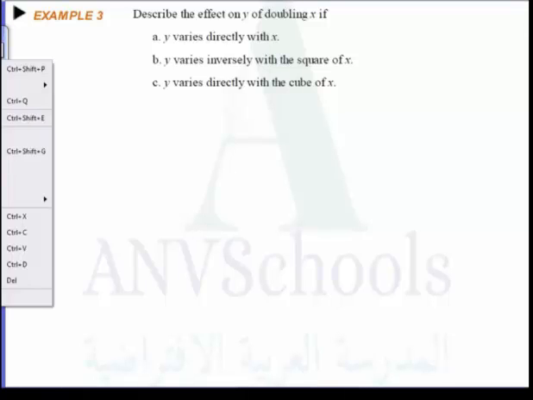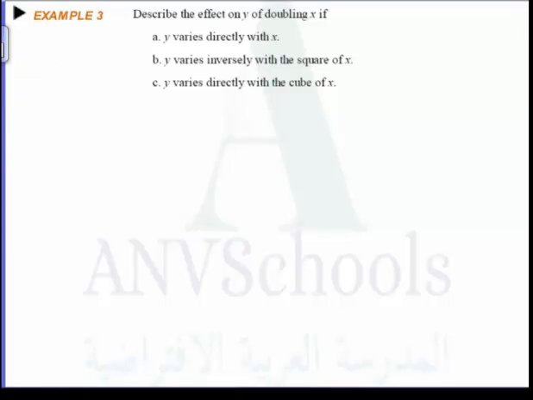Example number 3. Describe the effect on y of doubling x if letter A, y varies directly with x. Letter B, y varies inversely with the square of x. Letter C, y varies directly with the cube of x.